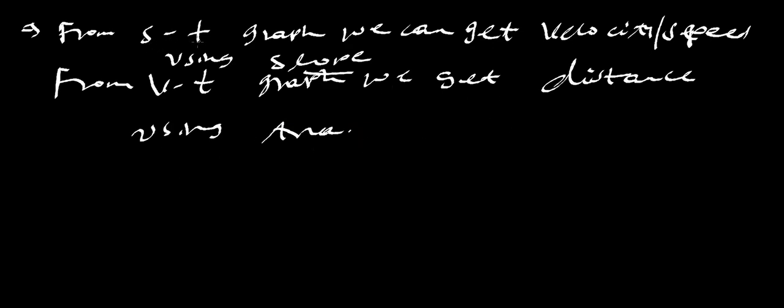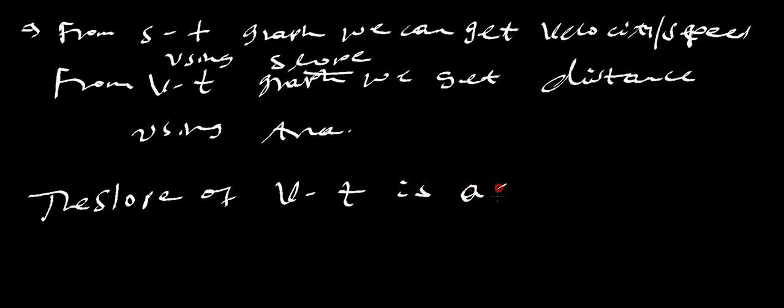The slope of the distance time graph is velocity. That means the slope of the velocity time graph is acceleration. The slope of the velocity time graph is acceleration. So this is simply how to read the graph under uniform motion from both distance time graph and velocity time graph.